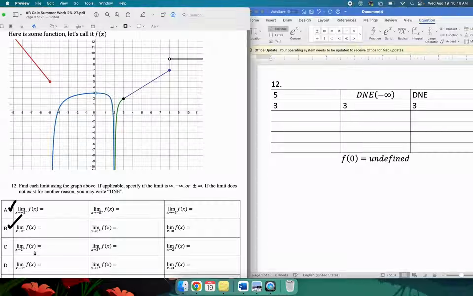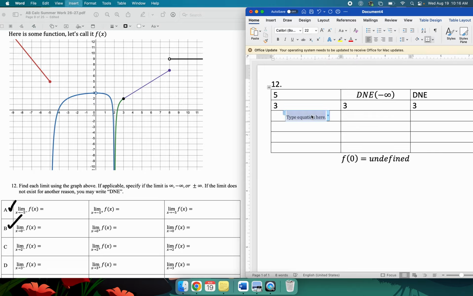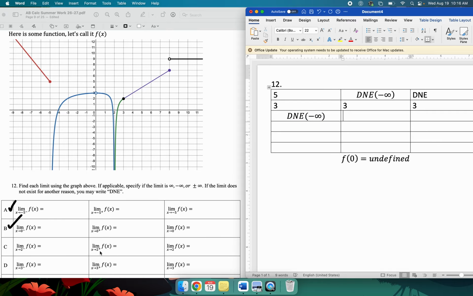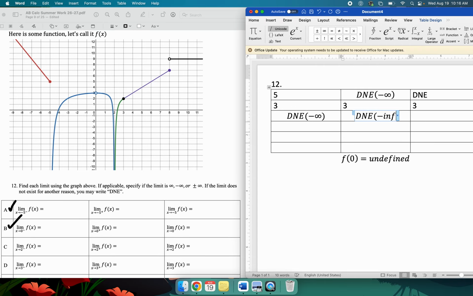C. Limit as x approaches 2 from the left. So here's 2. I'm approaching it from the left. What's happening to the y values? They're going to negative infinity. Great. So I'm going to say DNE, negative infinity. Okay. 2 from the right. As I approach 2 from the right, what's happening? Again, the y values are approaching negative infinity. So I'm going to say DNE, negative infinity.